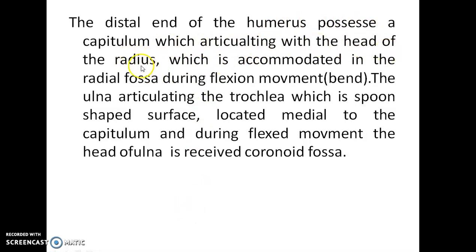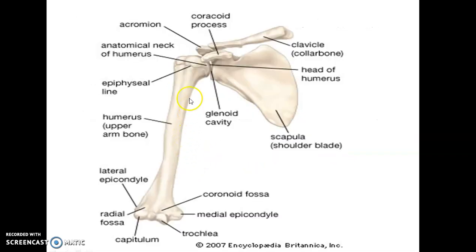At the distal end, it articulates with the radius, which is accommodated in the radial fossa during flexion movement. The ulna articulates with the trochlea, which is a spool-shaped surface located medial to the capitulum, and during flexed movement, the head of the ulna is received in the coronoid fossa. This is the structure of our humerus. It articulates here with the scapula, and at the distal end with the radius.